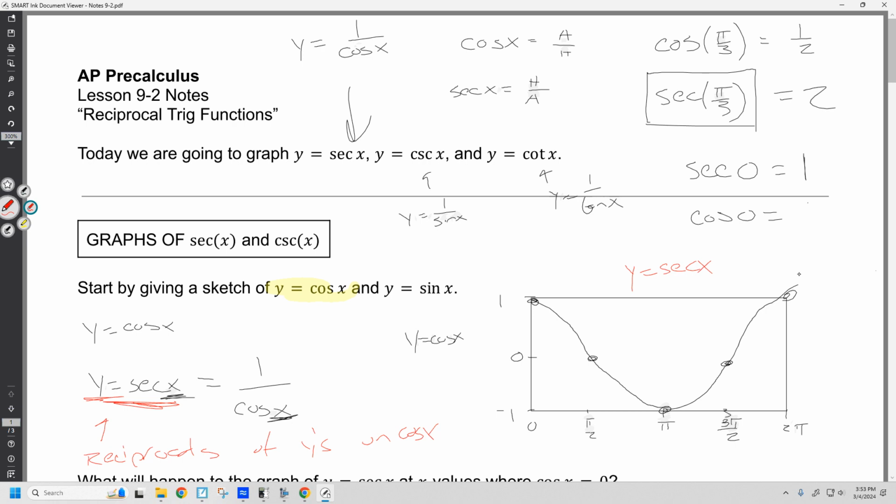So what's this y value here? Flip it. What do you get? Take the reciprocal of it. What do you get? Great. So here is a red dot on the graph of secant that's still on the same dot as the graph of cosine, because 1's reciprocal is 1.